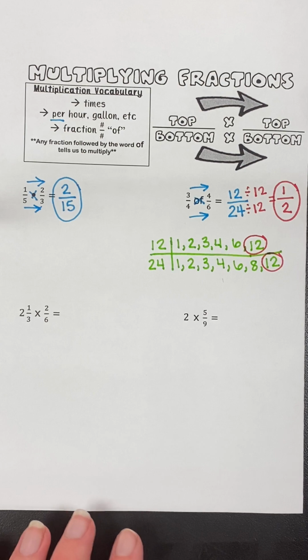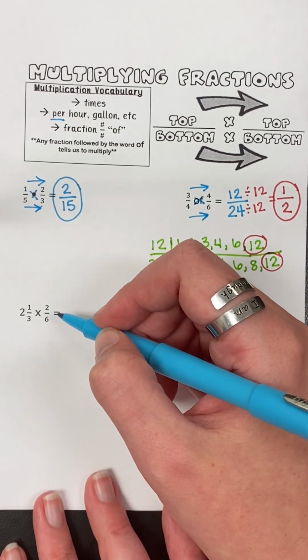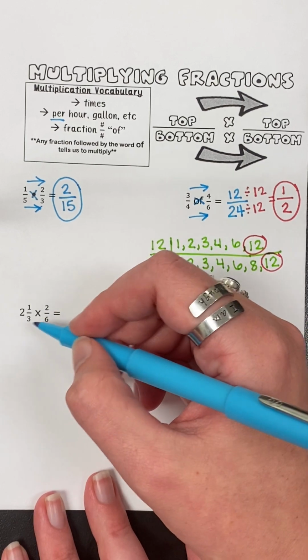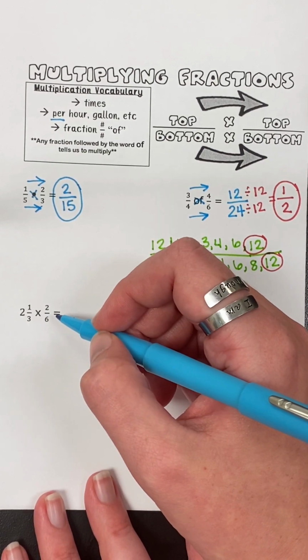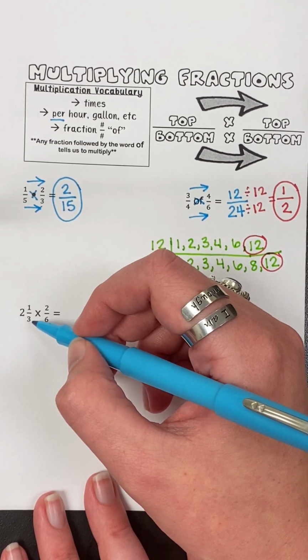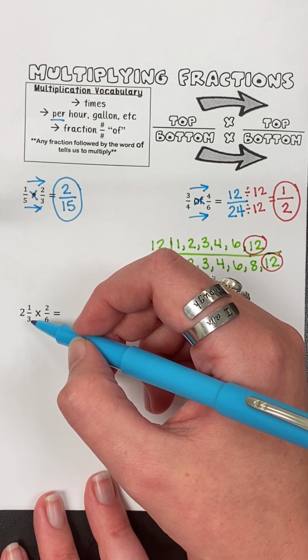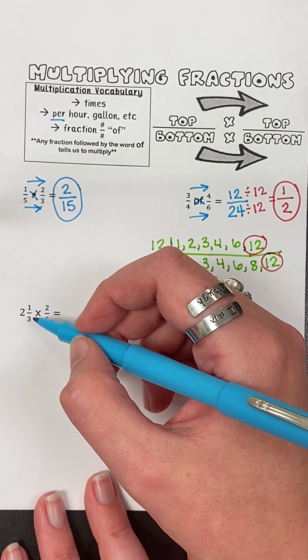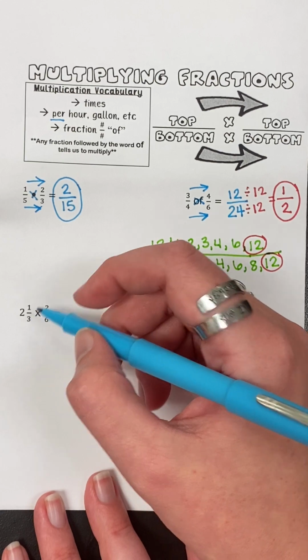The next problem I have is 2 and 1/3 times 2/6. I have to do top times top, bottom times bottom. But that's only for fractions. This first number is not a fraction. It is a mixed number. We learned already how to change this into an improper fraction.